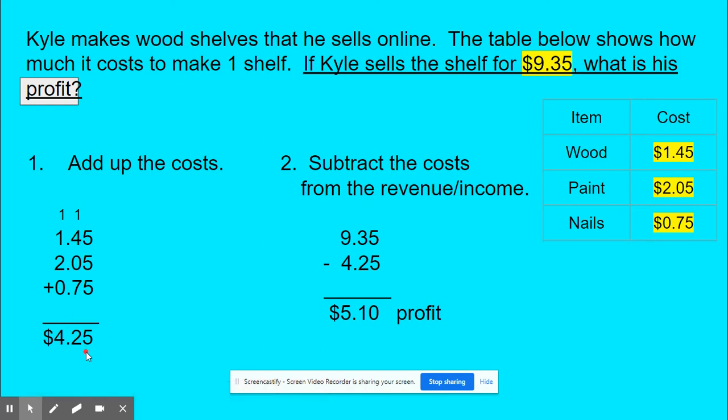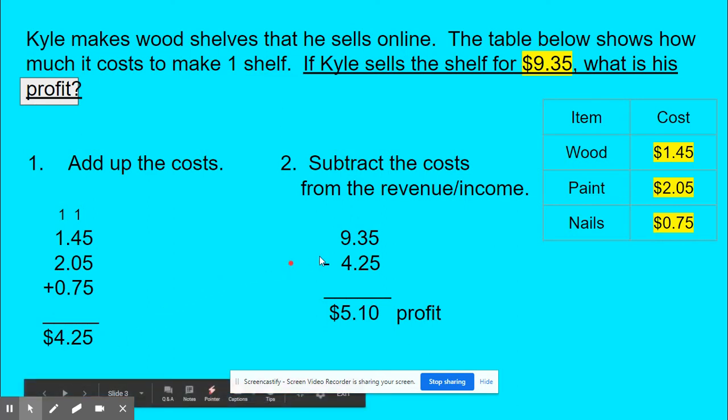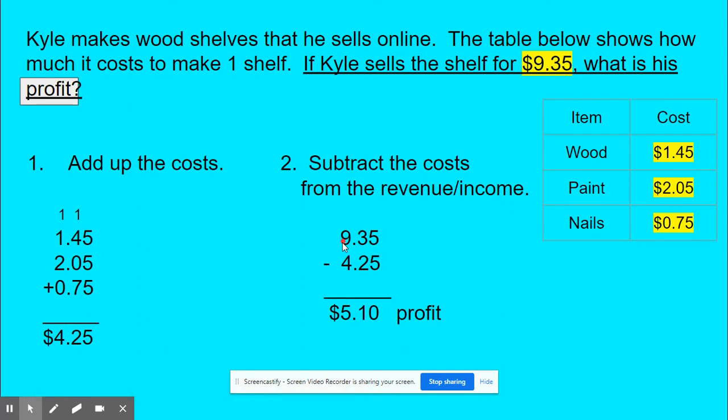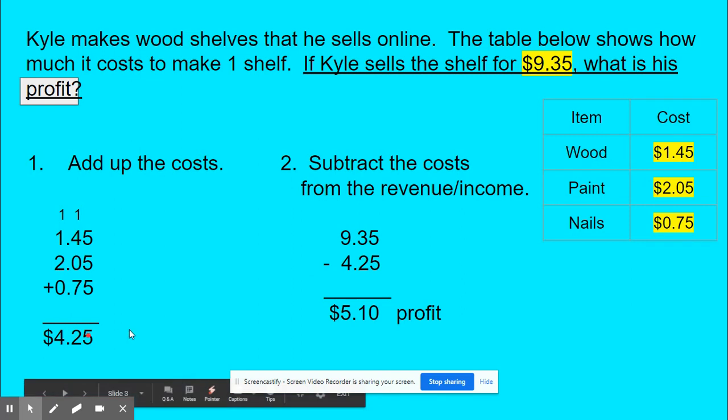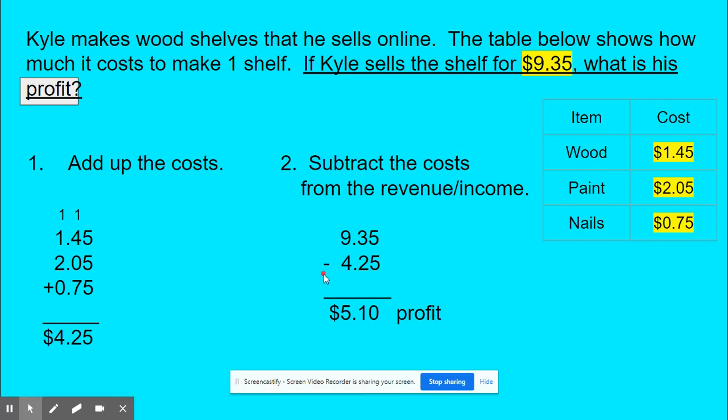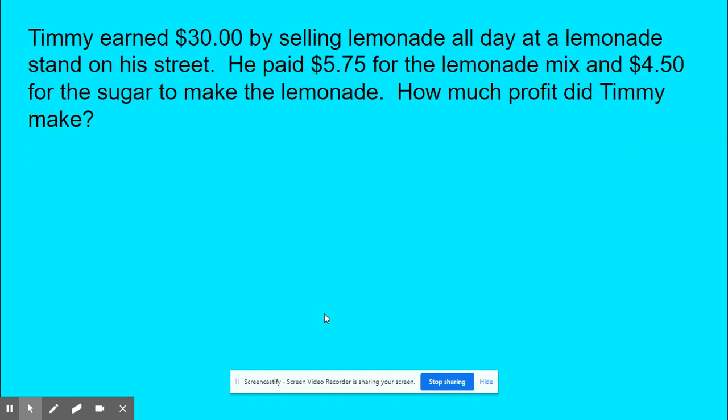Once you add up your costs, you have to subtract it from the revenue or the income. Well, he made $9.35. So if I subtract $4.25 from $9.35, I get a profit of $5.10. That's the extra money I have left over. So let's look at another one.